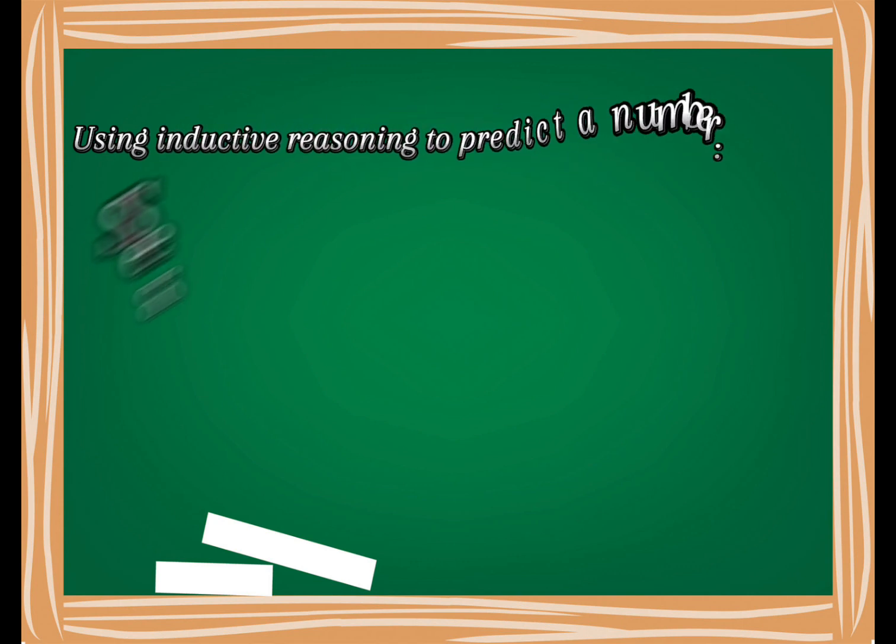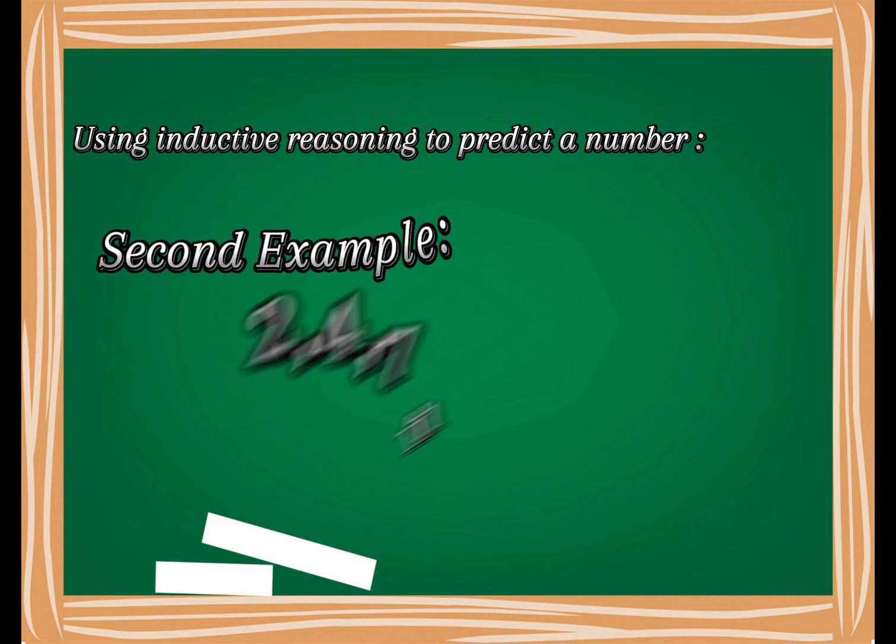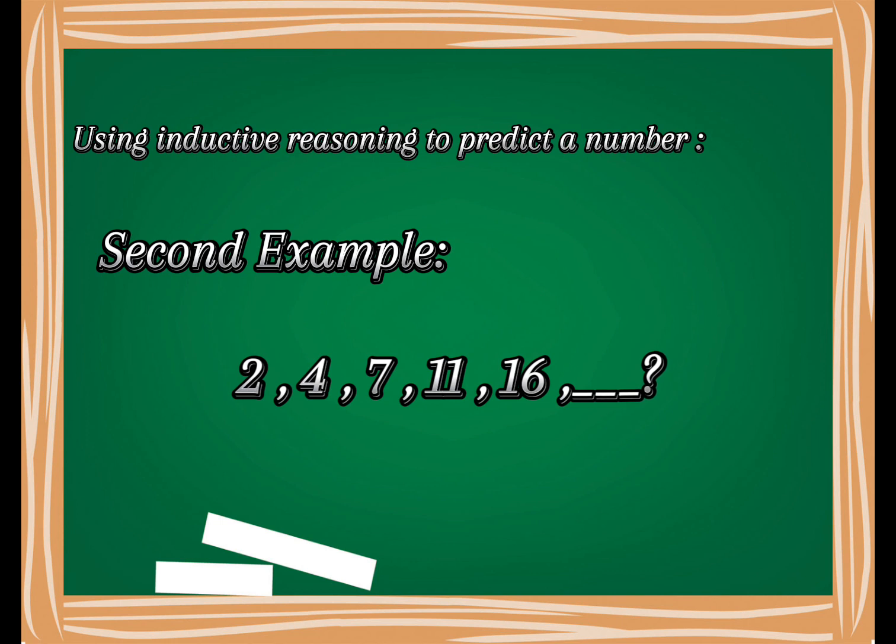And for our second example, we have 2, 4, 7, 11, and 16. What comes next? By observing the numbers, the first two numbers differ by 2. The second and third numbers differ by 3. The third and fourth numbers differ by 4. And the last two numbers differ by 5. So we predict that the next number after 16 is 22.